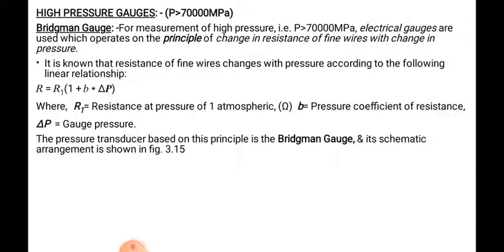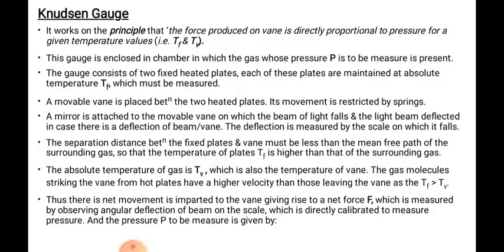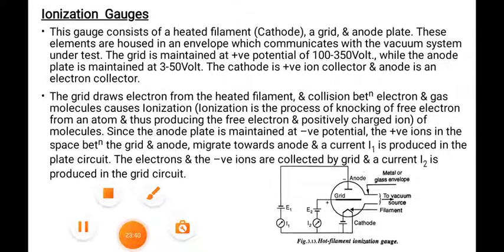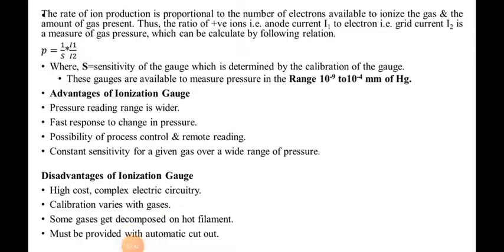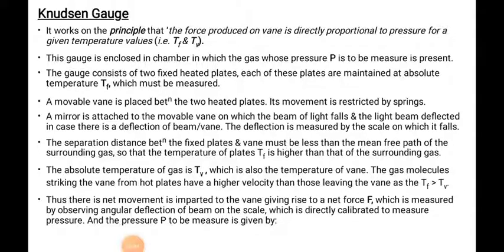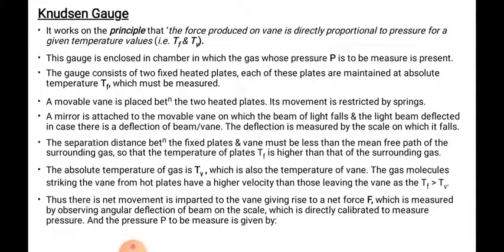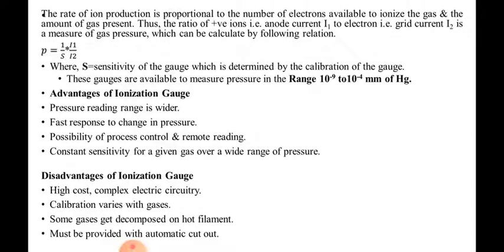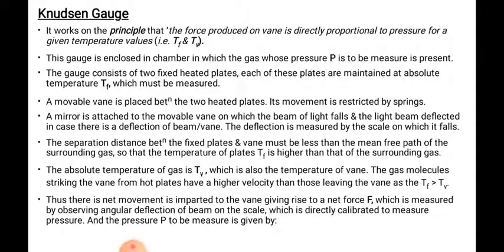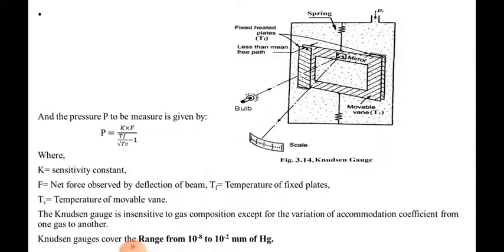Today we have covered three types of pressure measuring devices. First is the ionization gauge, second is the Knudsen gauge, and the third is the Bridgman gauge. The first two are low pressure measuring gauges. The ionization gauge measures pressure from 10 to the power minus 9 to 10 to the power minus 4 mm of Hg, and the Knudsen gauge measures in the range of 10 to the power minus 8 to 10 to the power minus 2 mm of Hg. So this is low pressure measurement.